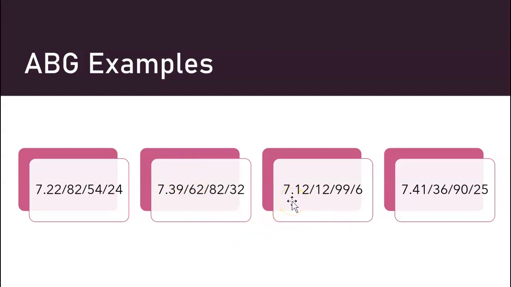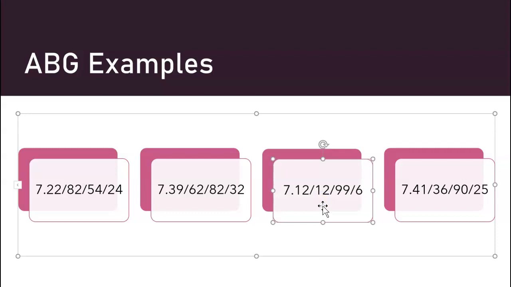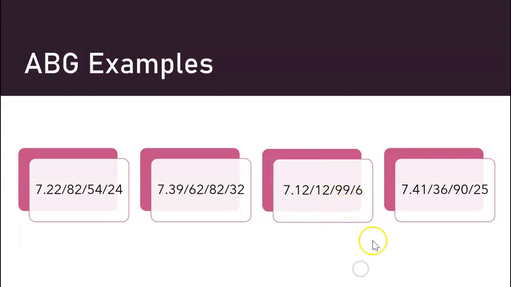Uh-oh. That pH doesn't look good. 7.12. We're real acidotic. Okay, so we're acidotic. Uh-oh, but we have a really low CO2. That doesn't look good. Jumping over, sorry, over to our bicarb. That doesn't look good either.